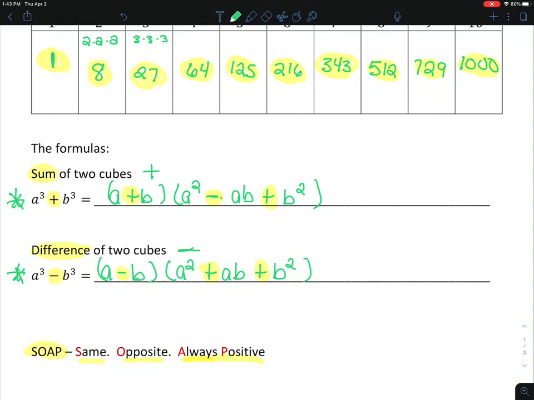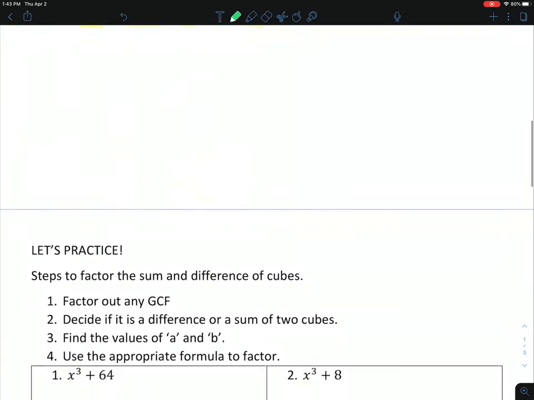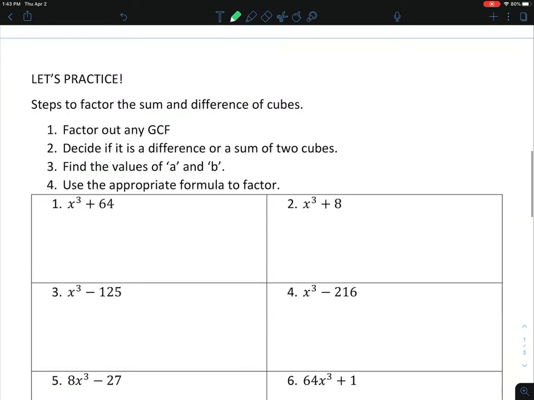So let's do a couple of examples. Here are my steps for factoring a sum and difference. The first thing we always want to do when we factor, the first question we always ask, is there a GCF? So the first thing you want to do is factor out a GCF if it's there. Then we need to decide, is it a sum or is it a difference? And depending on which one it is, that's the formula we're going to use. And then we're going to find the values of A and B. And then we're going to use the appropriate formula to factor.